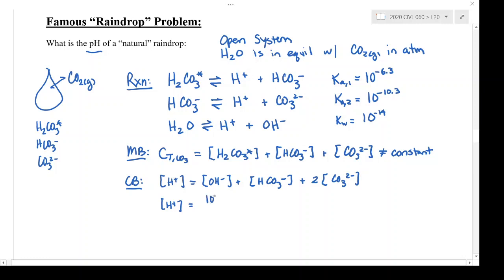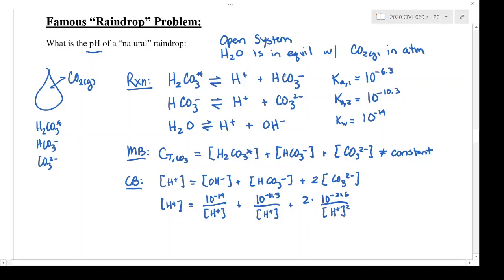Then I'll substitute in for hydroxide 10 to the minus 14 over H plus. For the bicarbonate, I'm going to use the open system expression I derived previously, which is 10 to the minus 11.3 over H plus. And then the 2 times the carbonate expression, which is 10 to the minus 21.6 over H plus squared.